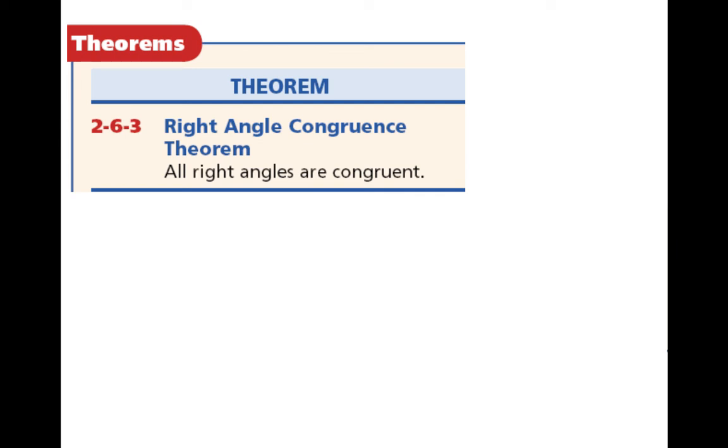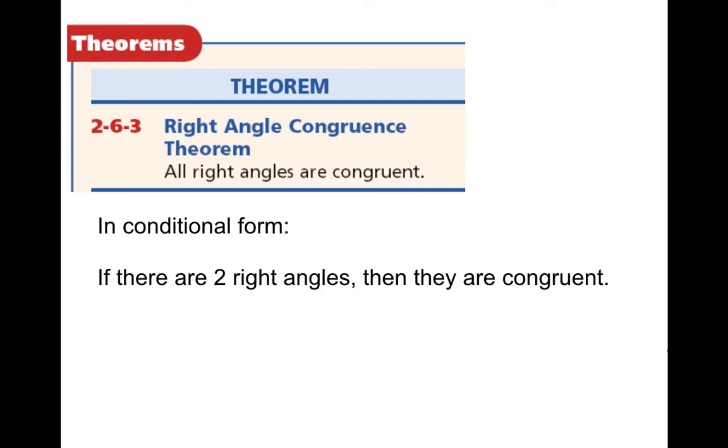You'd need at least two, more if you wanted to, but I'm going to keep in mind when you're doing comparison, you're probably comparing two things. So I'm thinking that the conditional form would be if there are two right angles, then they are congruent. If you have more than two, you're just repeatedly using this theorem. So your hypothesis, you need to have two right angles. Conclusion, those angles are congruent.